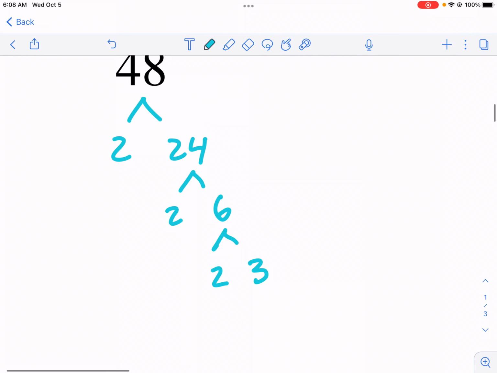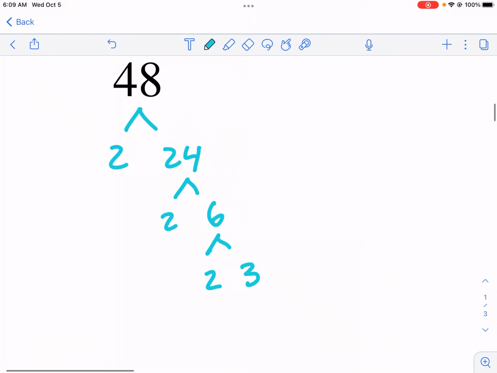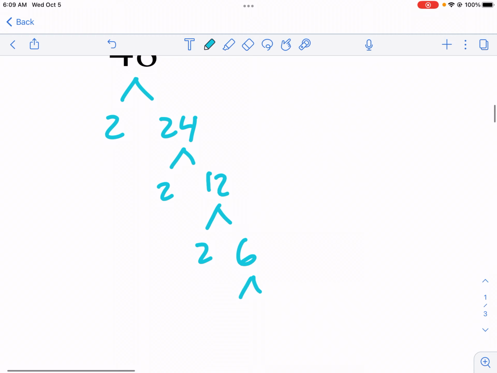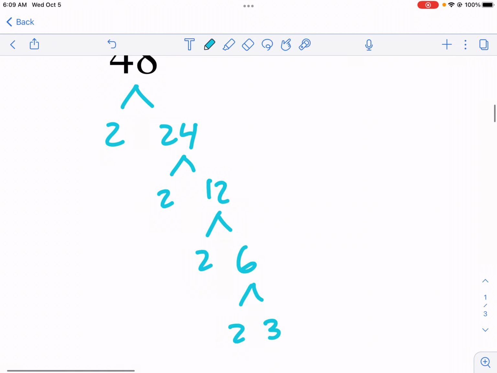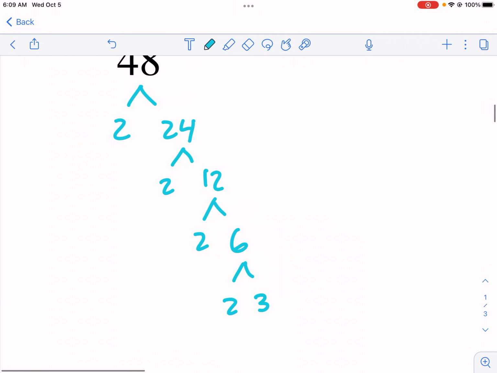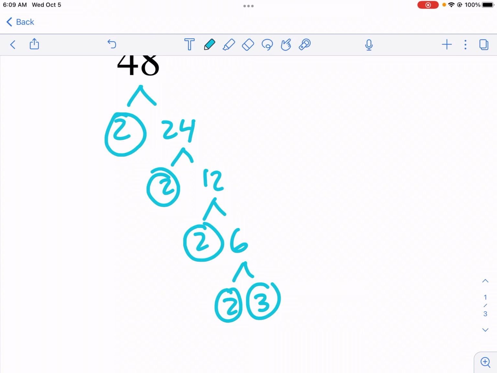So there I go. Now I have, did I do that right? 2, 24, 2. No, I didn't do it right. I missed a number. 2 and 12. Hopefully you caught it before I did. And then 2 and 3. Something didn't seem right, and I'm glad I found it. Okay, so then we're going to circle all our prime numbers here and see how we got all our prime numbers going down the left side until we get to the bottom.